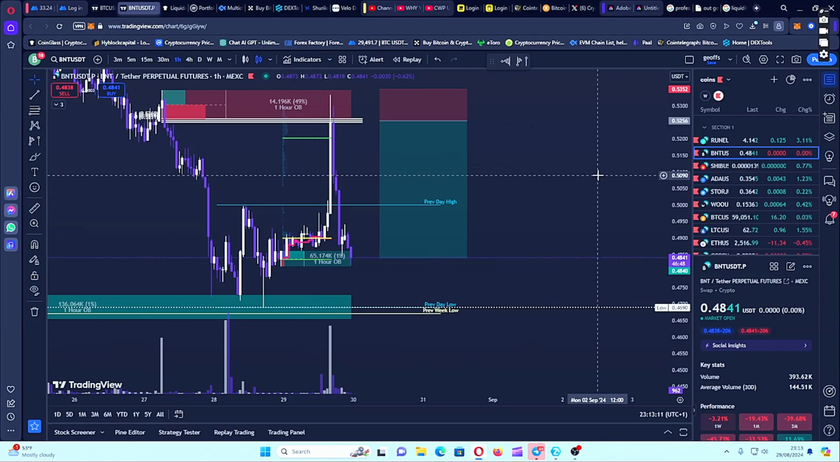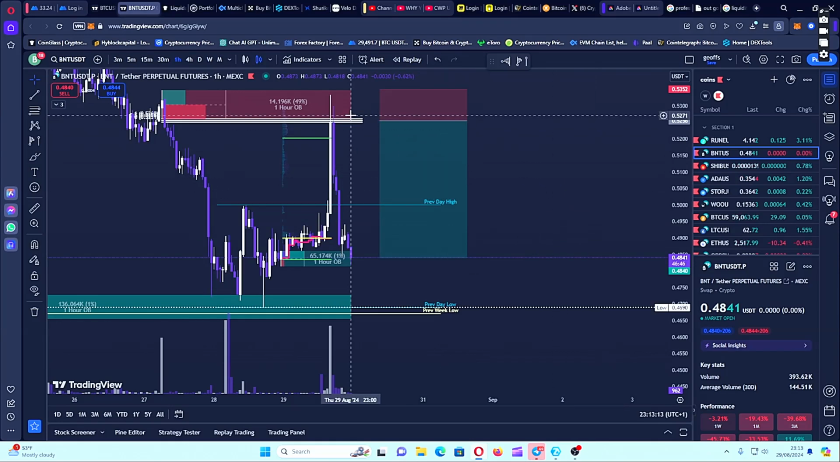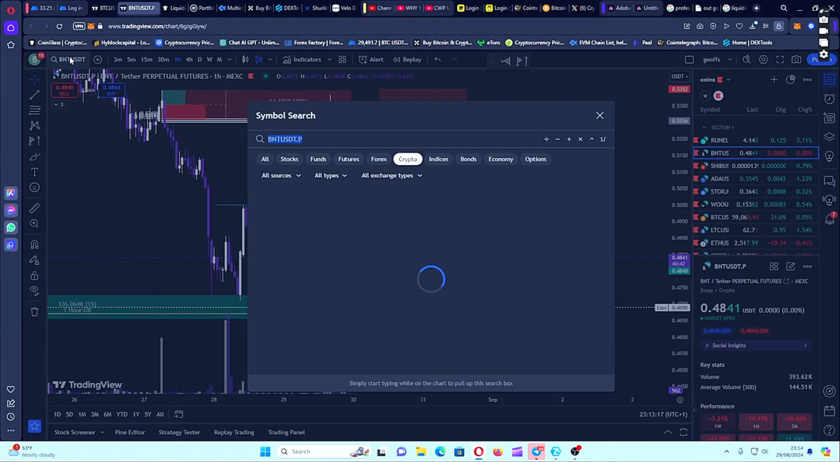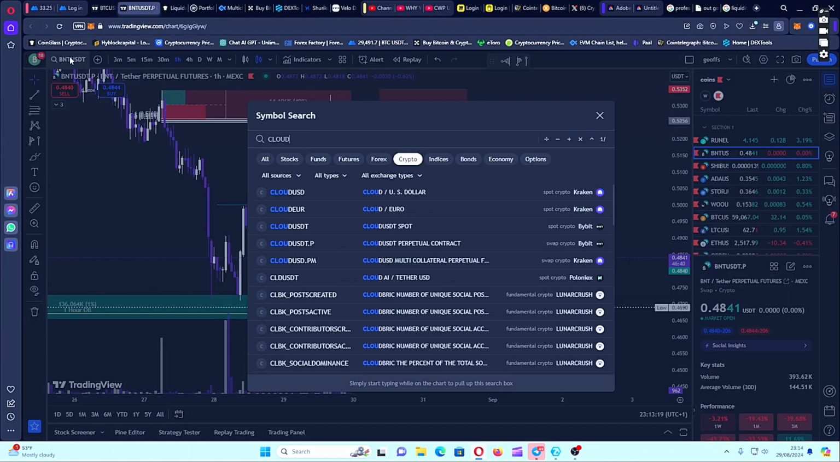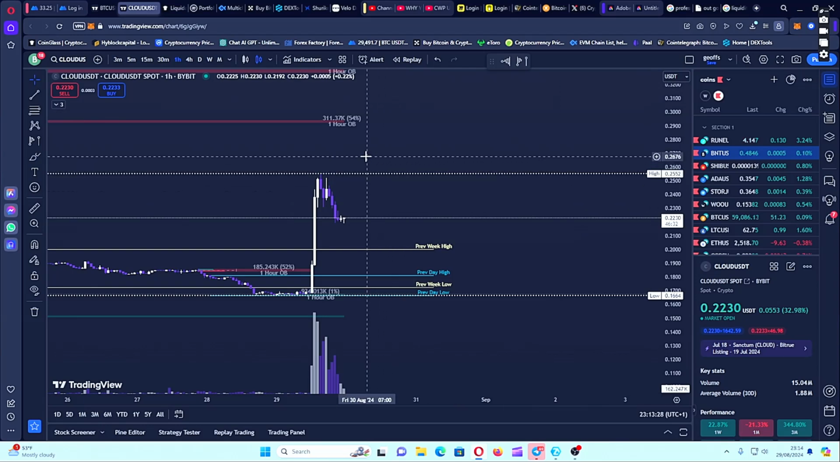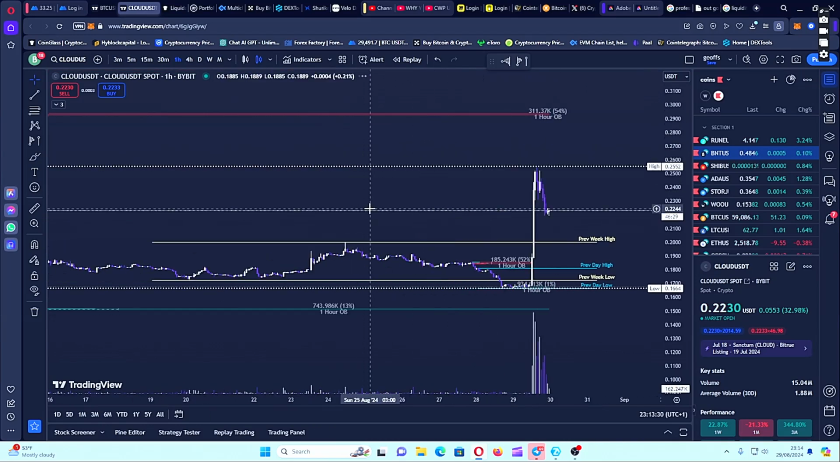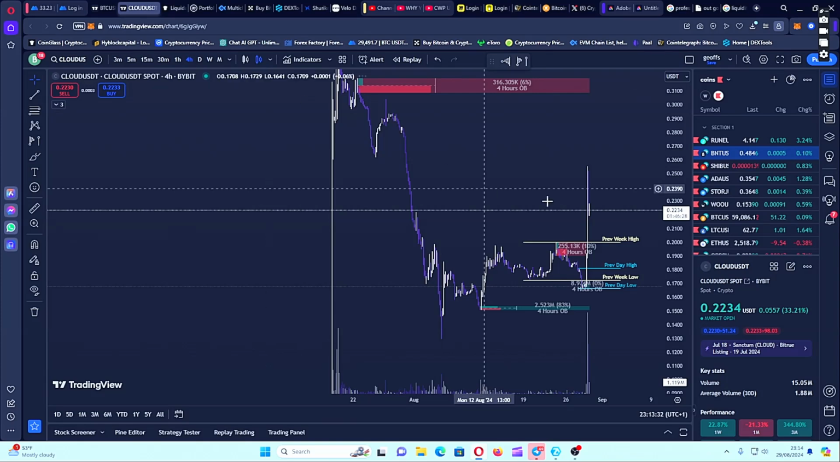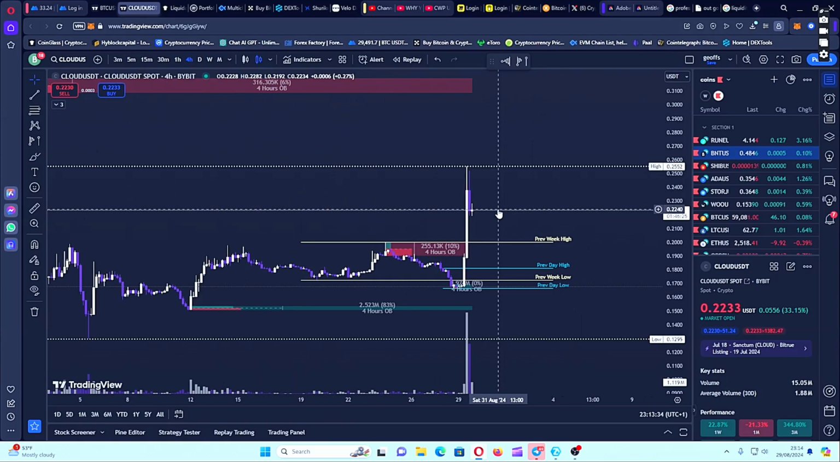So I seen a lot of people would take it. There was a coin called Cloud, I think it was. Let me have a little look at it. I don't think there's any data on Binance of it. We'll do Bybit. So Cloud on the hourly. Me personally, I wouldn't have touched it. That's just my personal opinion.